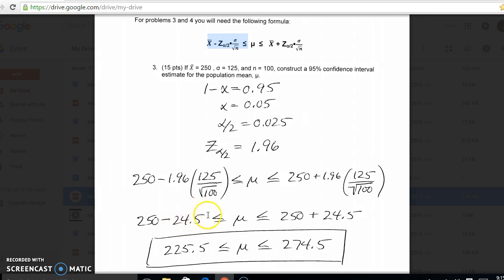When you get this value, it's going to be the same value on the right hand side of the equation, and so you're all set to subtract 24.5 from 250 for the left hand side, and then you're going to add 24.5 to 250 for the right hand side. So your 95% confidence interval is going to be between 225.5 and 274.5, and that's your final answer.